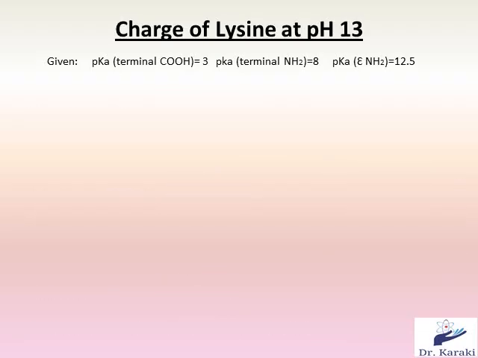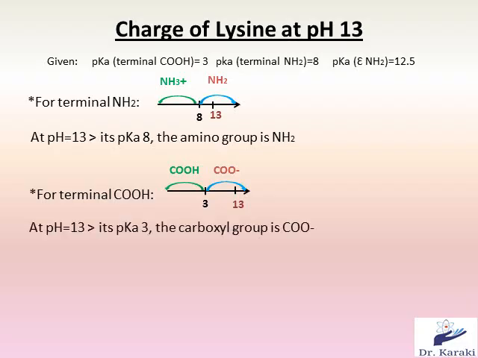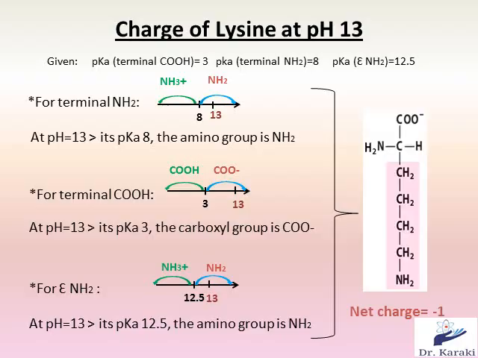Now we're going to calculate the charge of lysine at pH 13. For the terminal NH2, 13 is higher than 8, so the amino group is NH2. For the terminal COOH, 13 is higher than the pKa of the terminal COOH, so the carboxyl group is COO minus. For the epsilon NH2 having a pKa of 12.5, 13 is higher than 12.5, so the amino group is NH2, and the form of the molecule will be the following, with a net charge of -1. Only the carboxyl group is charged in the form of carboxylate.